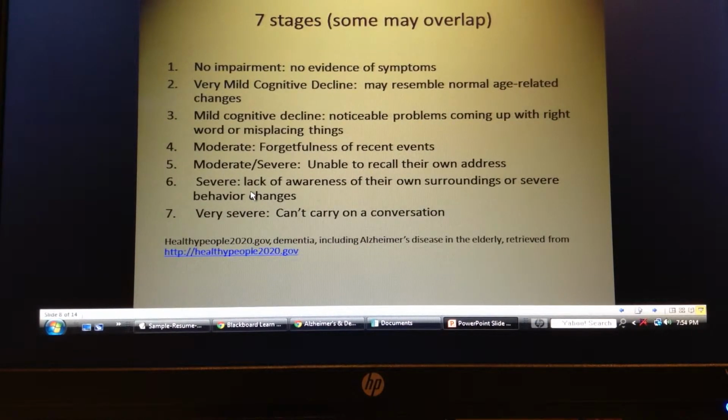Stages. This is another part of our lecture. Number 1, no impairment. 2, very mild cognitive decline. 3, mild cognitive decline. 4, moderate. 5, moderate to severe. 6, severe, and 7, very severe. This will also be given in the handout.